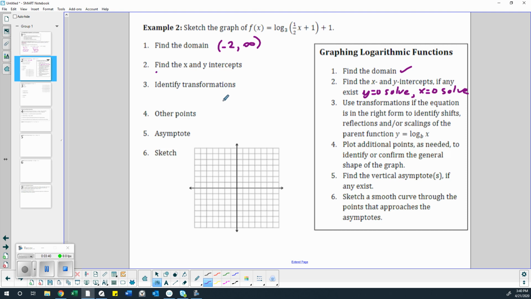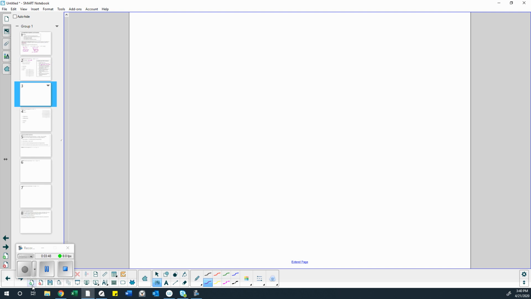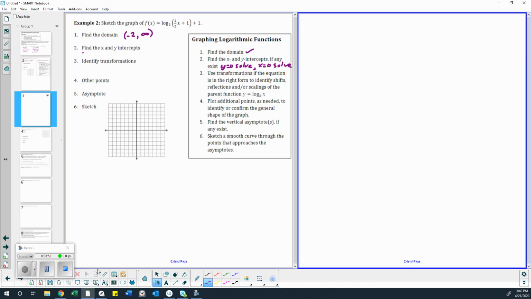So I really don't have room on this page to do all of this. I should have given you more space. Obviously, this was a failure in planning well for space. So I'm just going to get a whole new page here, and then we can look at both pages at the same time. Okay, so x-intercepts. We will set our equation log base 2. Oh, it's log base 3, my bad. Of 1 half x plus 1, plus 1.